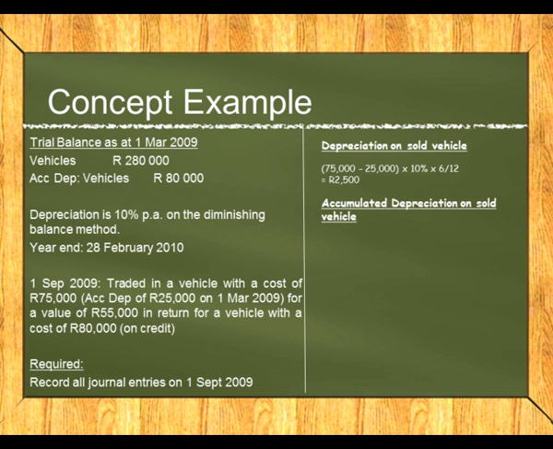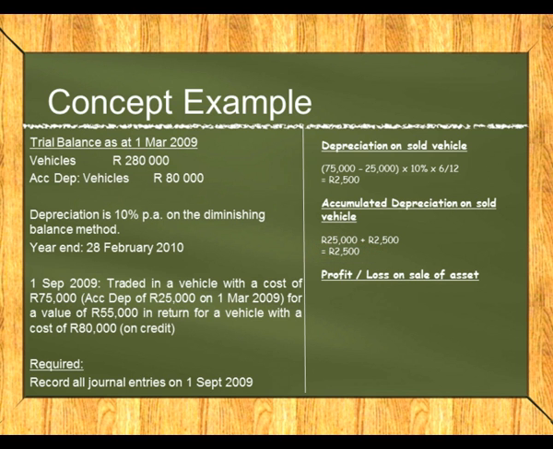Then we need to calculate the accumulated depreciation on the sold vehicle because we need to move all the accumulated depreciation. That is simple. It's the 25,000 rand at the beginning of the year plus the 2,500 that we've just calculated. That will give us an accumulated depreciation of actually 27,500. There's an error there.